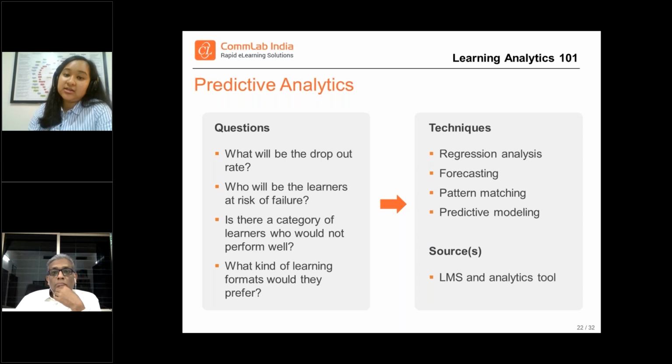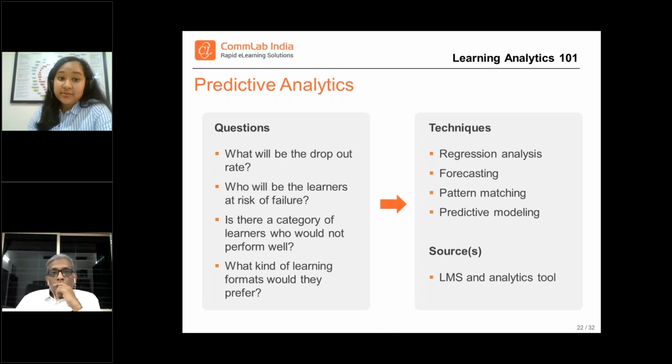Now, here again, an LMS is not just enough. If at all your LMS is AI enabled, then for sure it can do the predictions for you. However, if your LMS is the conventional one, you will have to tie it up with an analytics tool to be able to give you these sort of smart insights.